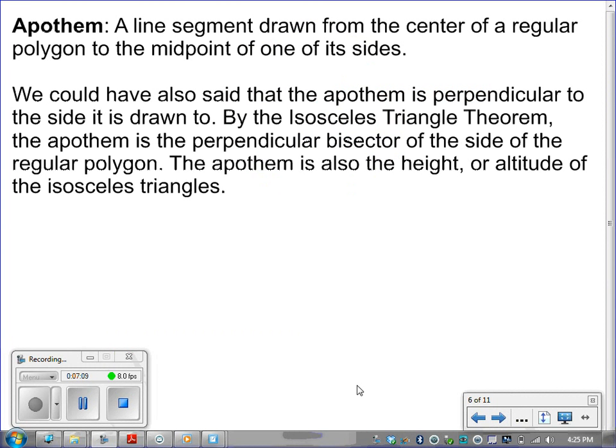All right, so let's talk about this apothem a little bit more. It is a line segment that's drawn from the center of a regular polygon to the midpoint of one of its sides. We can also say that the apothem is perpendicular to the side that it is drawn to. And by my isosceles triangle theorem, again, flipping back into our notes, the apothem is the perpendicular bisector of the side of a regular polygon. Your apothem is also the height or altitude of an isosceles triangle. So as you write that down, I'm going to explain a little bit more.